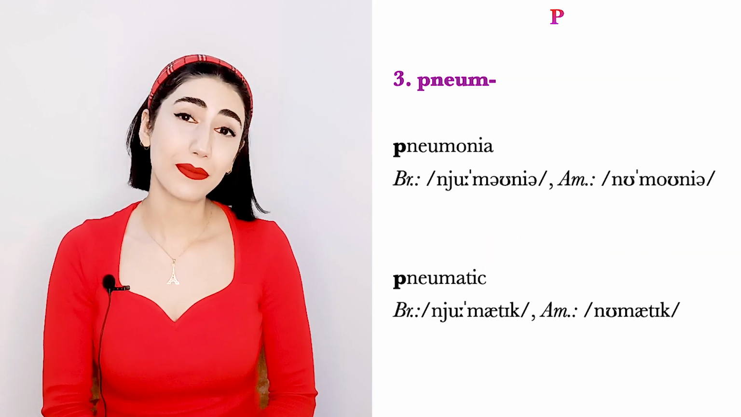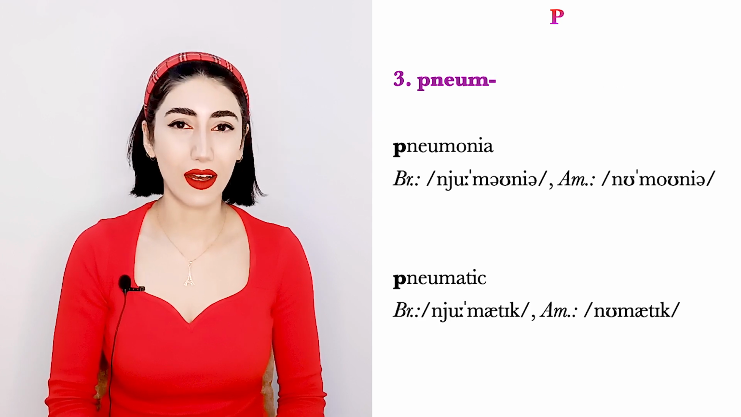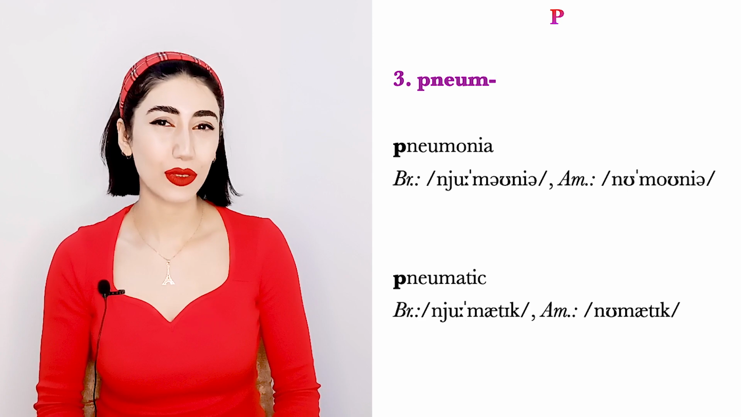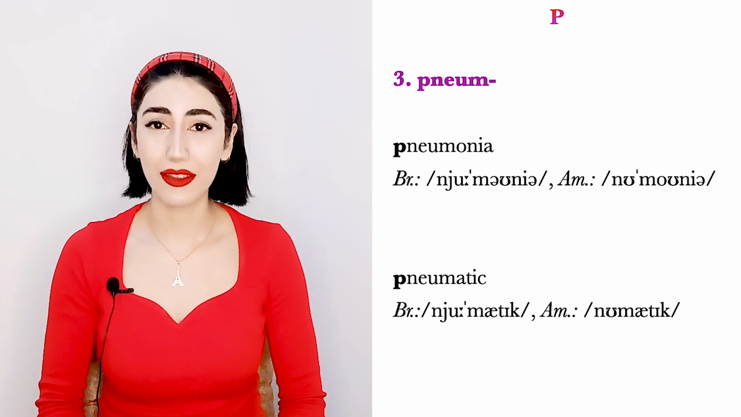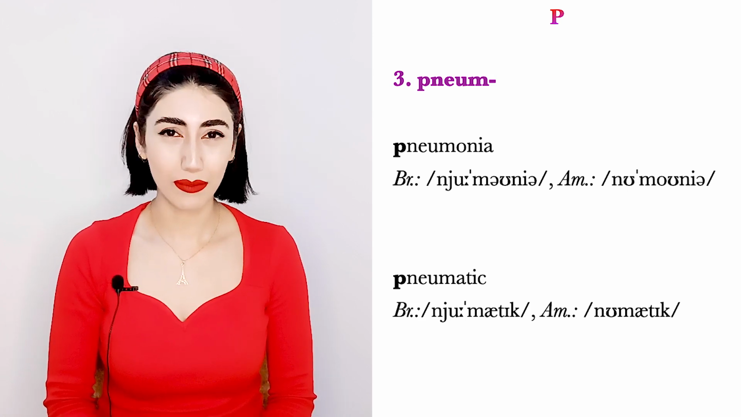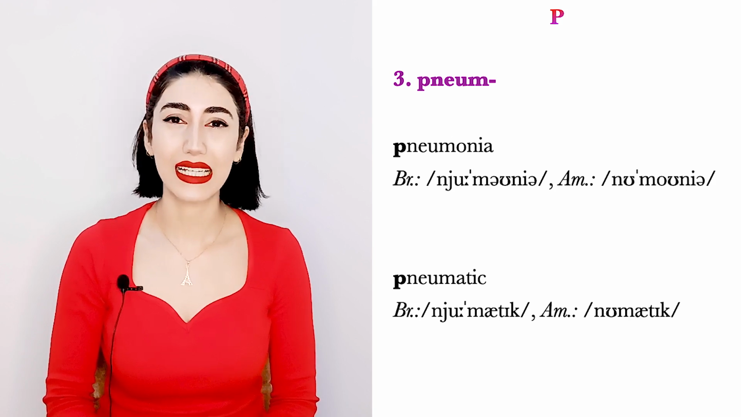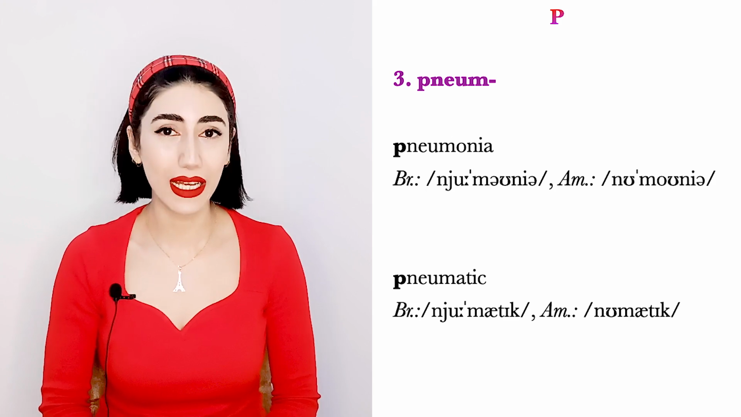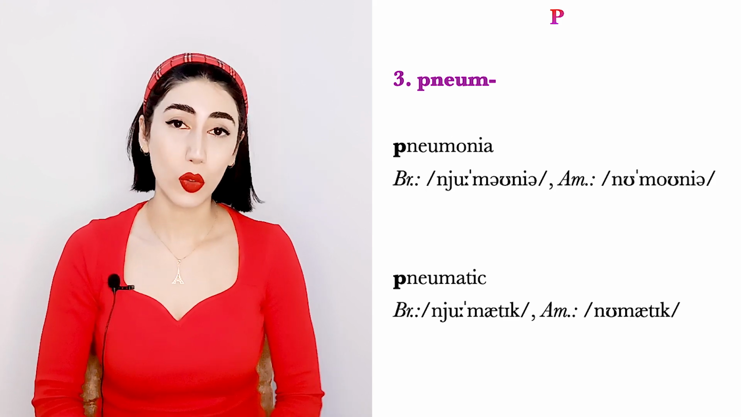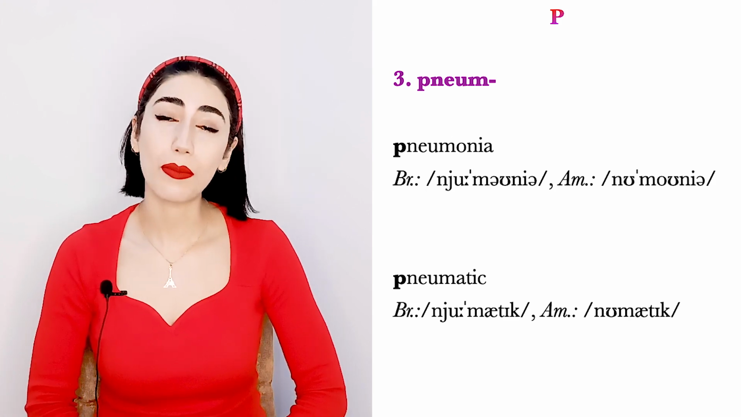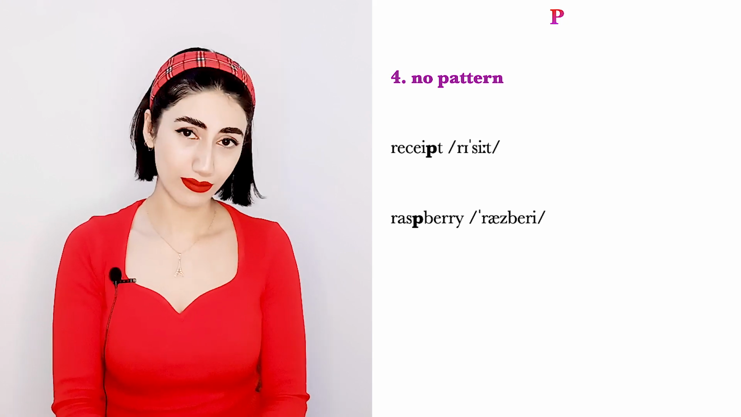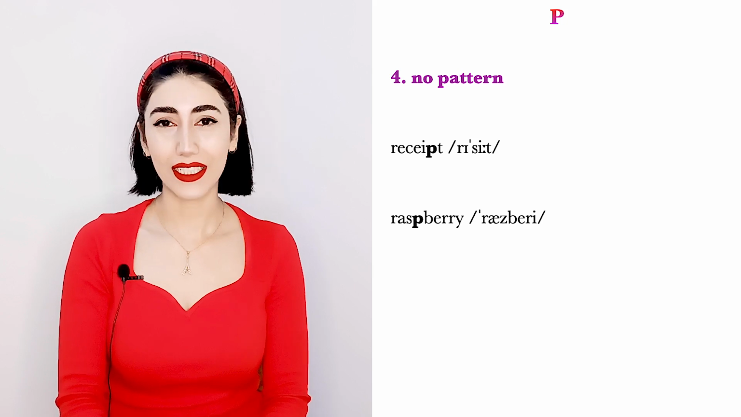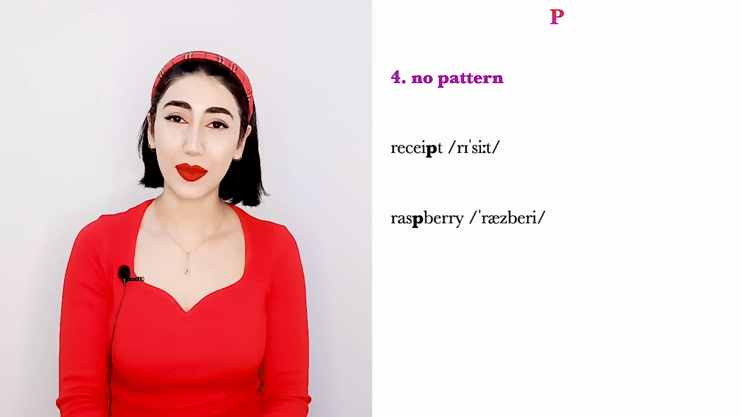Situation number 3, when we have the prefix of PNEUM, which means relating to air or breath. Mostly this is for some technical words, such as in pneumonia, or the British pronunciation pneumonia, pneumatic, or the British pronunciation pneumatic. And then 4, there is no pattern for this one, like in receipt and raspberry.